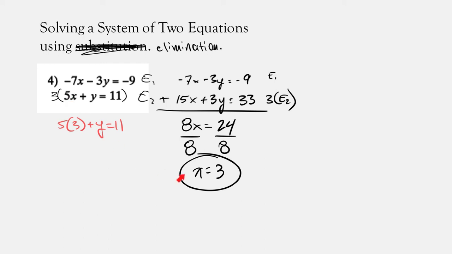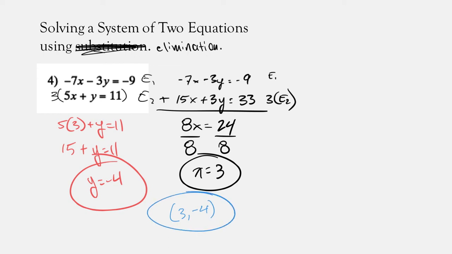I replaced x with its value, 3, so I have 5 times 3 plus y equals 11. Now I'm just going to solve for y. Final answer is 3, negative 4, is the point that solves both equations.